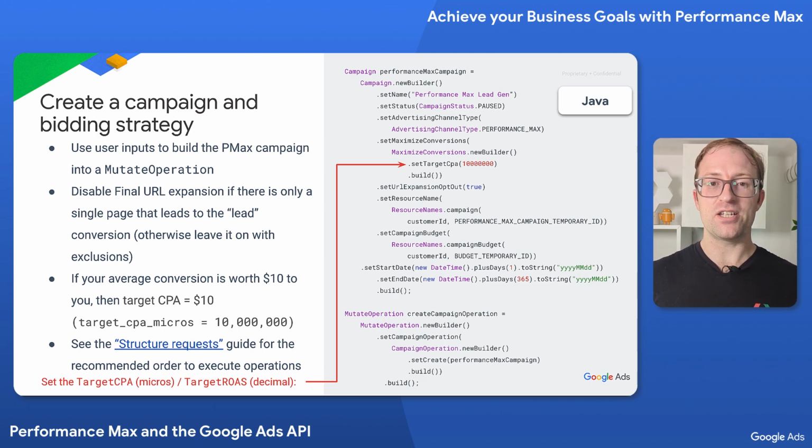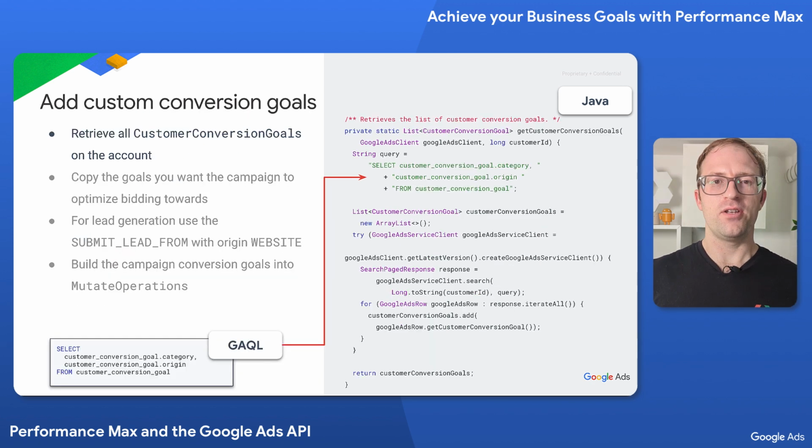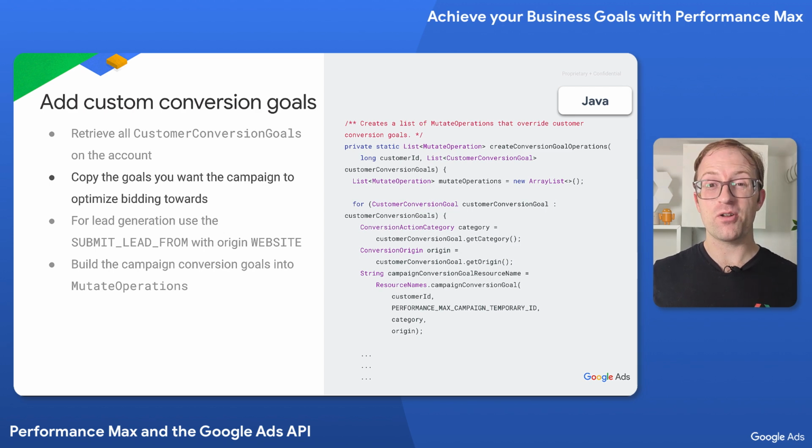Based on the advice in the Structuring Request Guide, we're going to only create the campaign operation, but we will wait until we've constructed all the operations of the workflow before we execute it. Next is to decide whether the campaign will use conversion goals from the ads account or select specific conversion goals for the PMax campaign. Now this is a good opportunity to make sure that all conversion goals in the account align with the business goals.